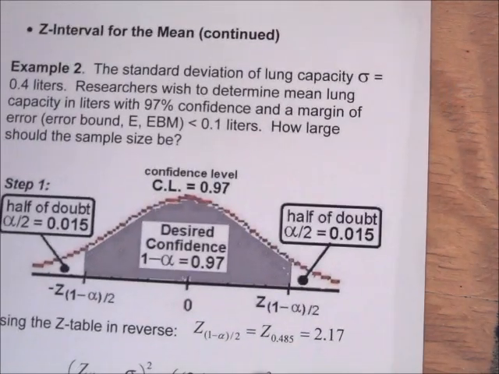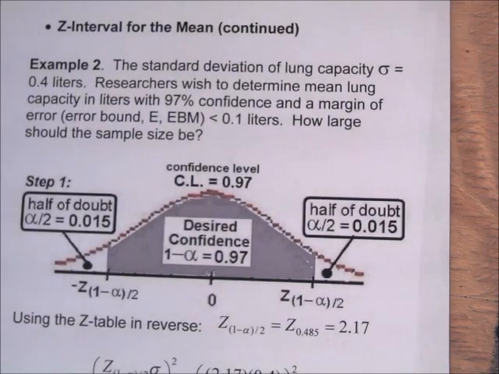Okay, example 2. The standard deviation for lung capacity is 0.4 liters. Researchers wish to determine mean lung capacity in liters with 97% confidence and a margin of error, or error bound, of less than 0.1 liters.